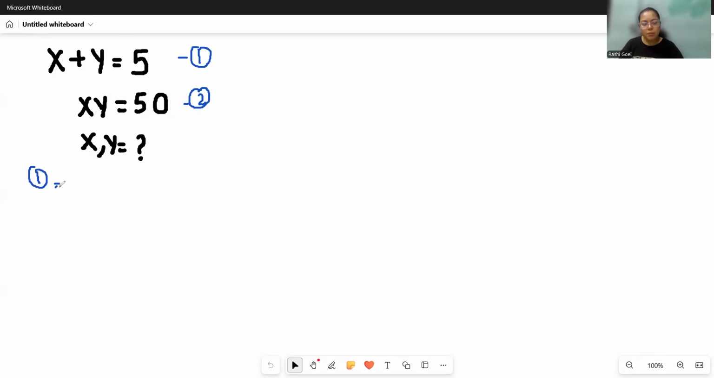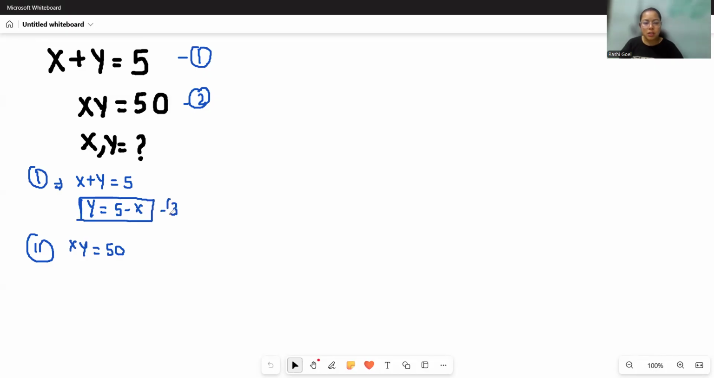So from equation number 1, we can say that if x plus y is 5, then y will be 5 minus x. And from equation number 2, xy equals 50, I will put the value of y from this equation, which I am considering as the third. So the value of y is 5 minus x, so x times (5 minus x) equals 50. So it becomes 5x minus x square equals 50.